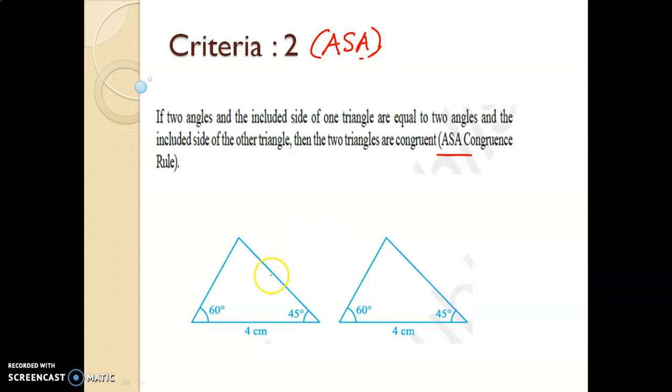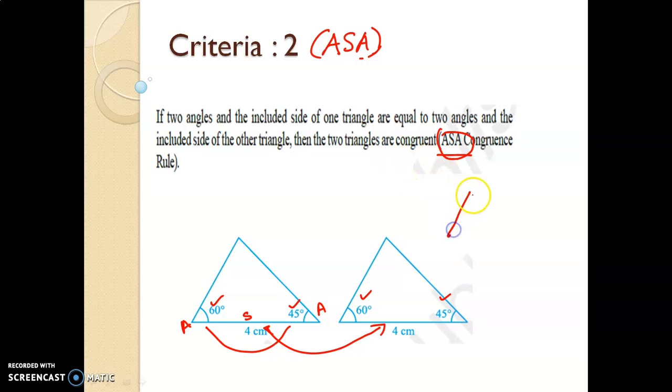Okay, look at the diagram here. Here 60 degree, here also 60 degree, here 45 degree, here 45 degree. So the consecutive angles, the continuous angles, are the same, and they include a side which also has the same measurement, that is 4 centimeter. So the side included by the two angles is the same, then it comes under ASA. That is, here angle, side, angle. It will be a continuous one. Then only you can say this is ASA. Right?